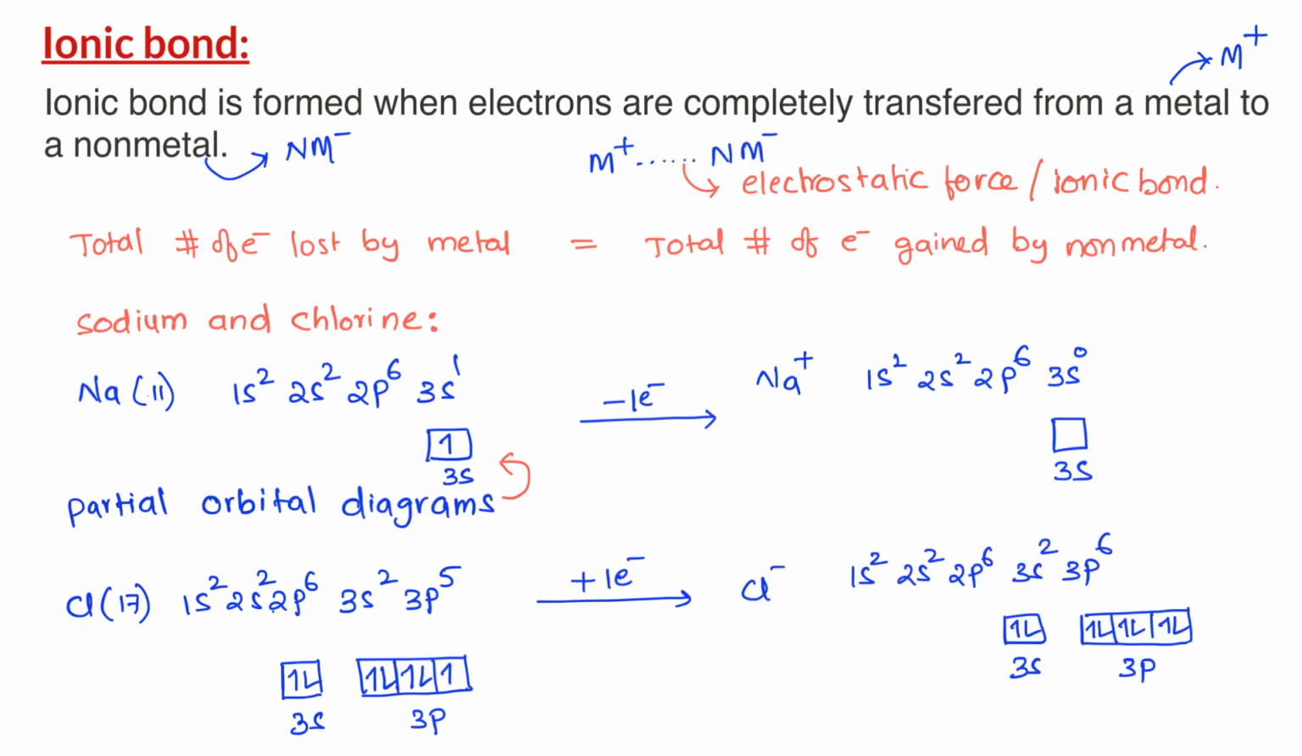The total number of electrons lost by sodium is 1 and the total number of electrons gained by chlorine is 1. Therefore, the ratio of sodium to chlorine would be 1 to 1. The Na+ cation and Cl- anion attract each other to form solid sodium chloride.